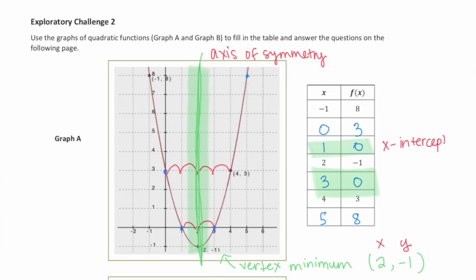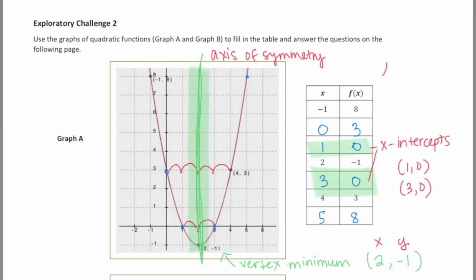Another popular feature of graphs are the intercepts. In this case, my x-intercepts, I have 2 of them, and they lie at 1 and 3. We also refer to them as zeros because one of the coordinates is going to be 0. In this case, your y is going to be 0. I do have one y-intercept, and it's sitting at 0, 3, but a lot of times you may not even have one, right?